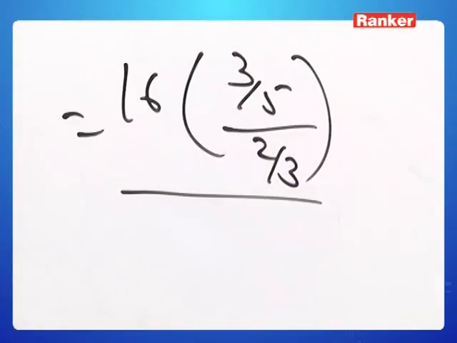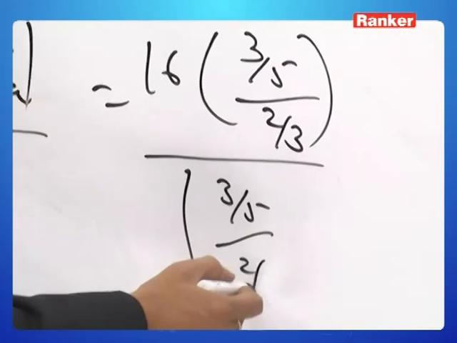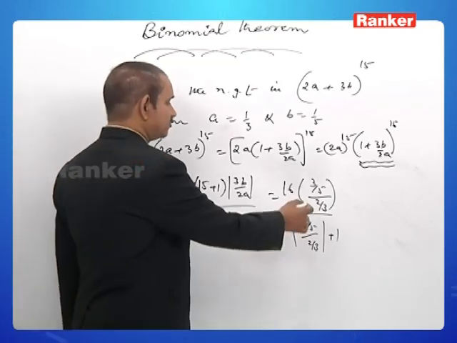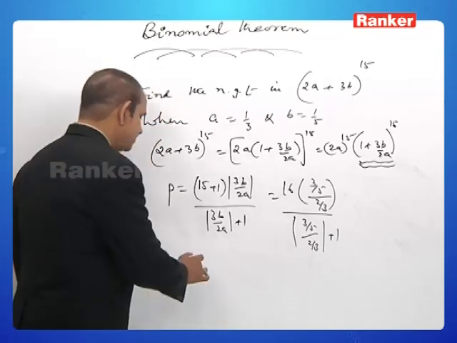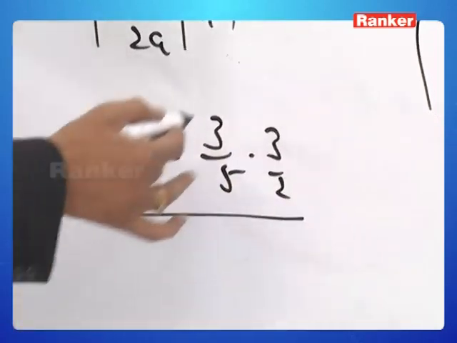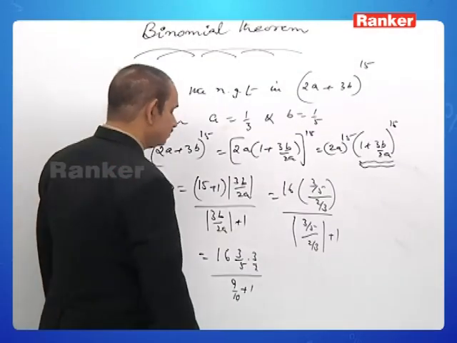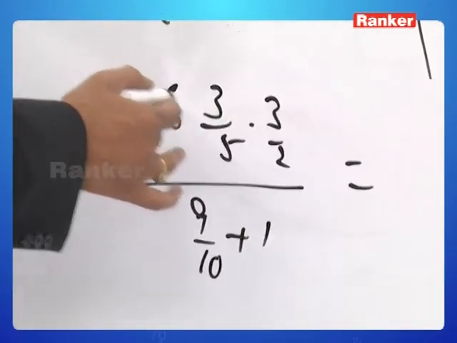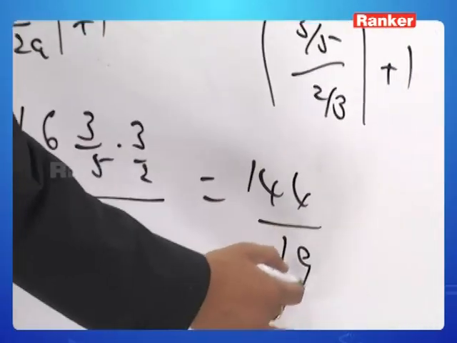By 3b by 2a. What is it? 3 by 5 by 2 by 3 plus 1. Good. If this 2 by 3 goes to the upper side, it becomes 3 by 2, so that it is 9 by 10, isn't it? 16 into 3 by 5 into 3 by 2, that is 9 by 10 plus 1. Multiply with 10 on both numerator and denominator. What is going to happen? This 10 will be cancelled. 3 into 3, 9. 9 16s are 144. Am I correct? By 9 plus 10 is 19.